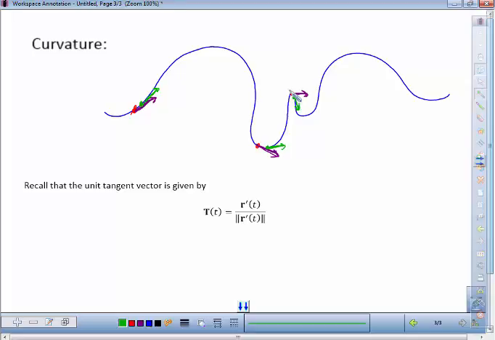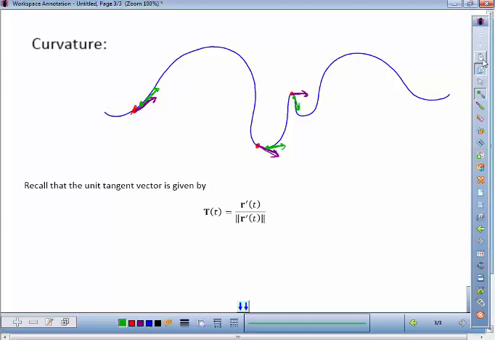But when we're trying to quantify this, we really just want a scalar value. So the thing to do might be to find the rate of change of the unit tangent vector, and then maybe find the magnitude of that with respect to the arc length. If we find this rate of change with respect to the arc length, that's going to give us a nice number that describes its magnitude.